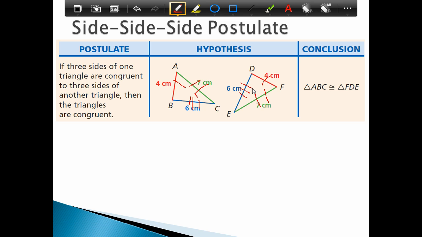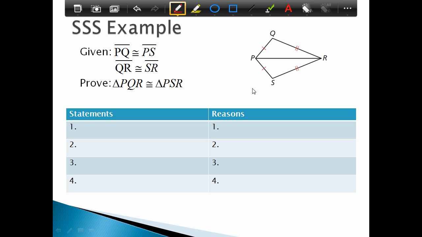So basically what this postulate is saying is that we don't have to worry about the angles. If we know all the sides are the same, then we're going to end up with the same triangle. So three sides congruent is enough to say that the triangles are congruent. You don't have to worry about the angles if you know about all the sides. So let's do a quick example of this.